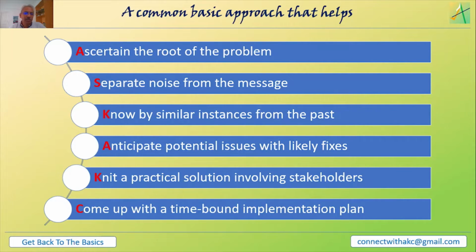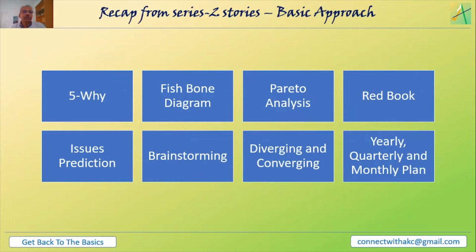And the last one is coming up with the time-bound implementation plan. Once you have all the actions identified, then how to put a level of plan which you can track easily and can show progress at a regular interval. So these are the 6 steps. Now when you apply these 6 steps, there are different tools or methods which you can apply, and this is what we had seen in series 2, how they were used. Like for example, for RCA you can use 5Y or fishbone diagram.